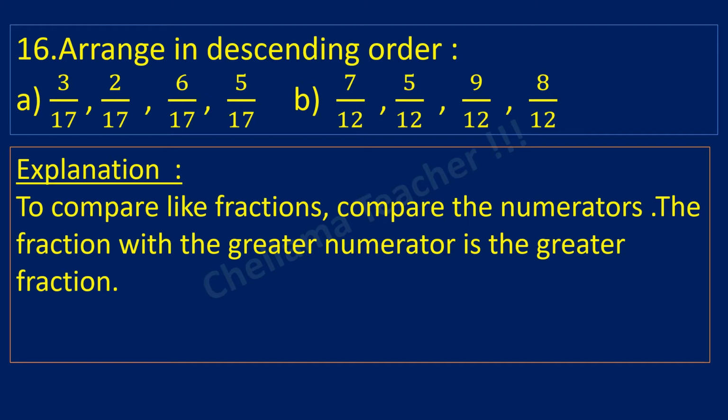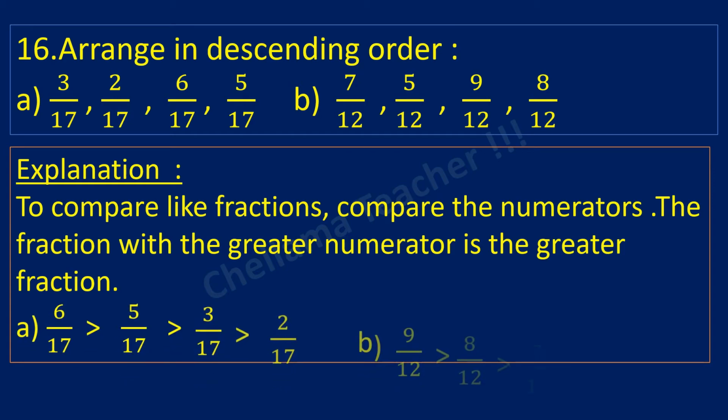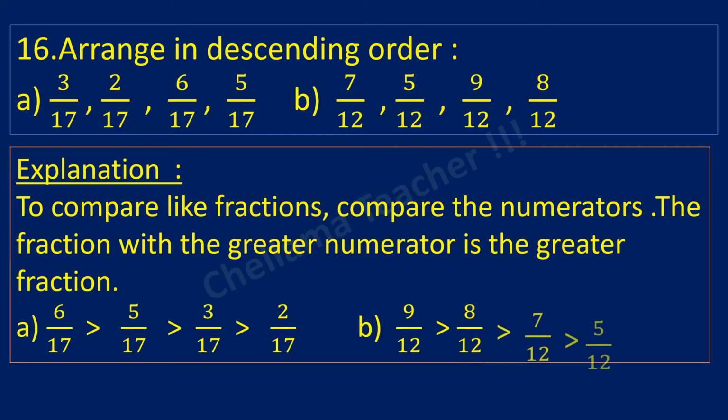Now, we have to arrange the numerators in descending order. Descending order means the greatest number is written first. So, 6 by 17, next is 5 by 17, next is 3 by 17 and the last one is 2 by 17. So, this is the order. So, 6 is greater than 5, 5 is greater than 3, 3 is greater than 2. So, the final descending order is 6 by 17 is greater than 5 by 17, is greater than 3 by 17, is greater than 2 by 17.